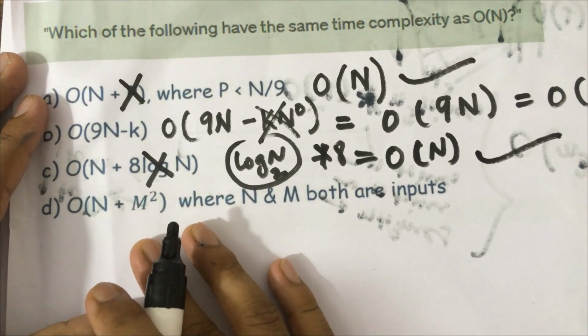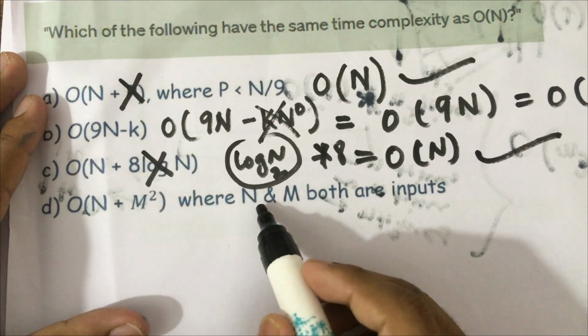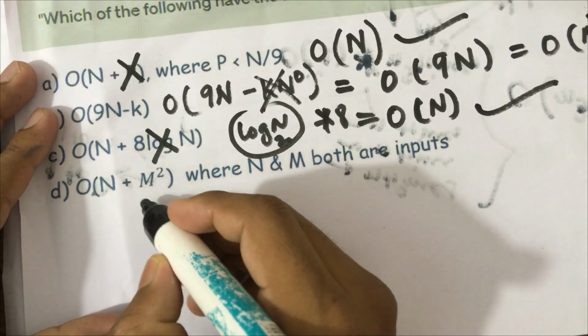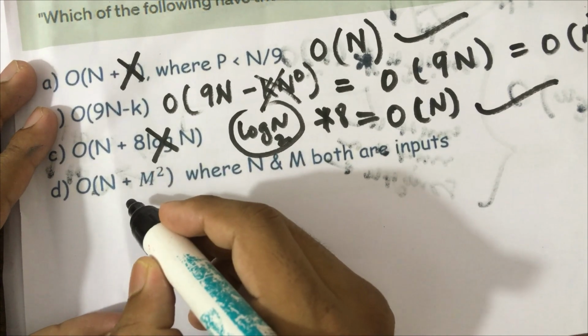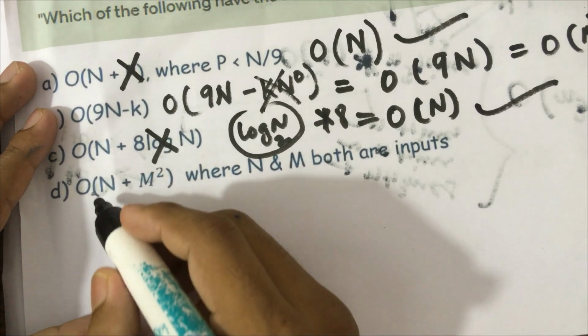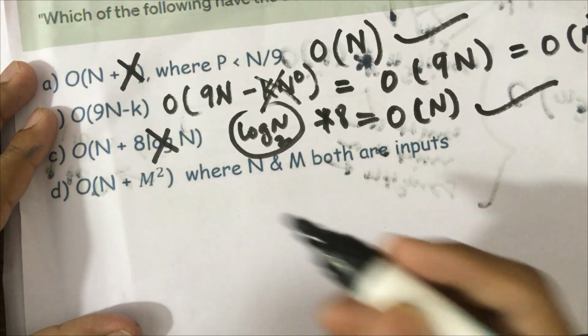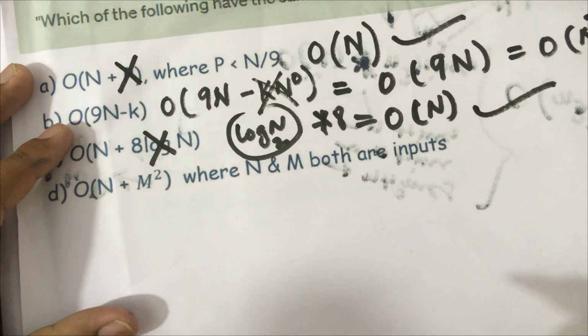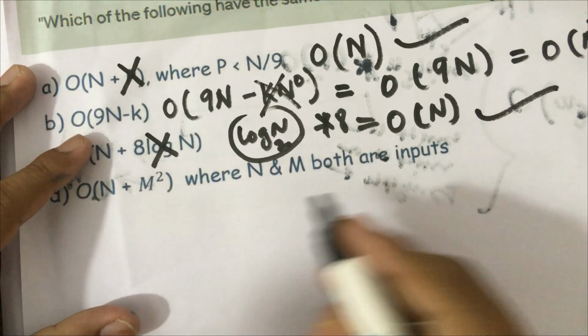Now this one is kind of tricky. Herein, m and n both are input. So it doesn't mean that you cut this part and it would be O of n, or you can cut this n and m square is our time complexity, O of m square. No, why not? Because these both are input.